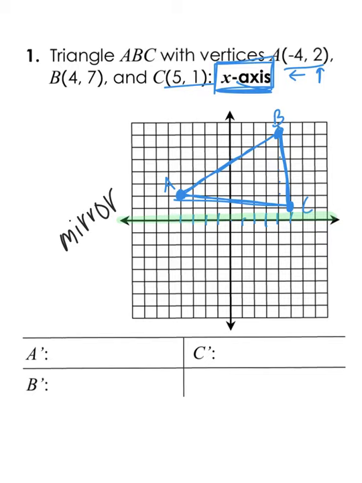So this triangle now, instead of being up here, is going to be down here, and it's going to be reflected. So same distance away from this green line. So if C is here, it's one space away from the x-axis, so it's now going to be one space away in the other direction. Let me label that C prime. B is up here, so it was 1, 2, 3, 4, 5, 6, 7 spaces away, so that means it's going to be 7 spaces in the other direction. So 1, 2, 3, 4, 5, 6, 7. And that's where B prime is.